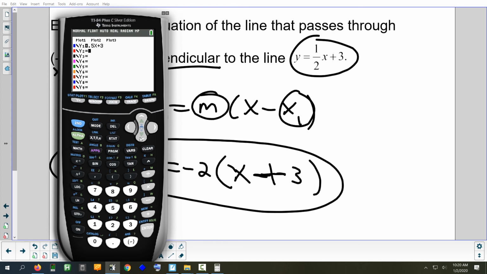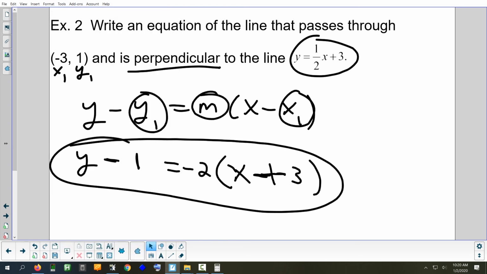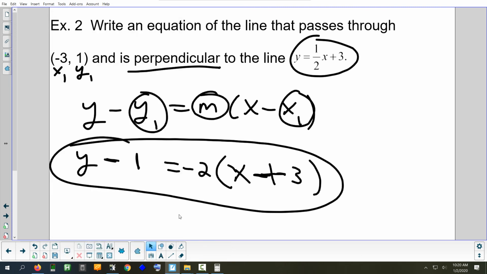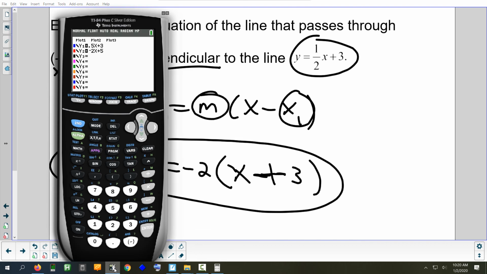Now, to type things in on this calculator, I have to get y by itself. So I'm going to do all that in my head. I'm going to distribute the -2 and add the 1. -2 times 3 is -6, plus 1 is -5. All right, so let's type in -2x, that's from distributing, plus 5. All I did was convert the answer you guys gave me into something I can put into the calculator. You didn't have to do that step.